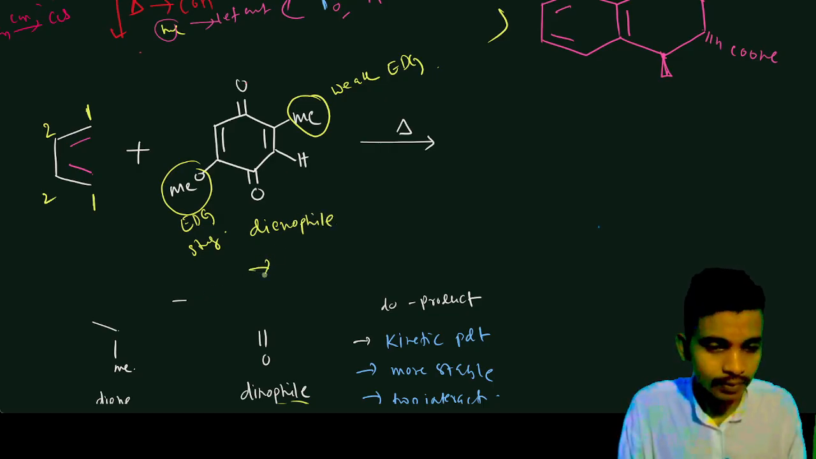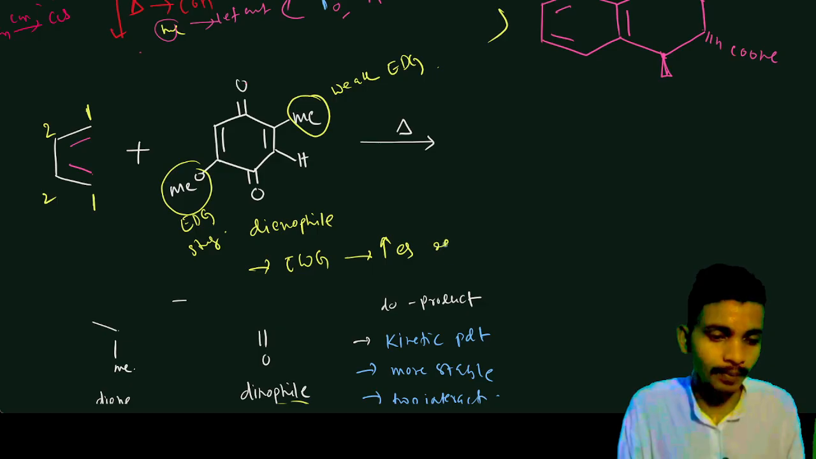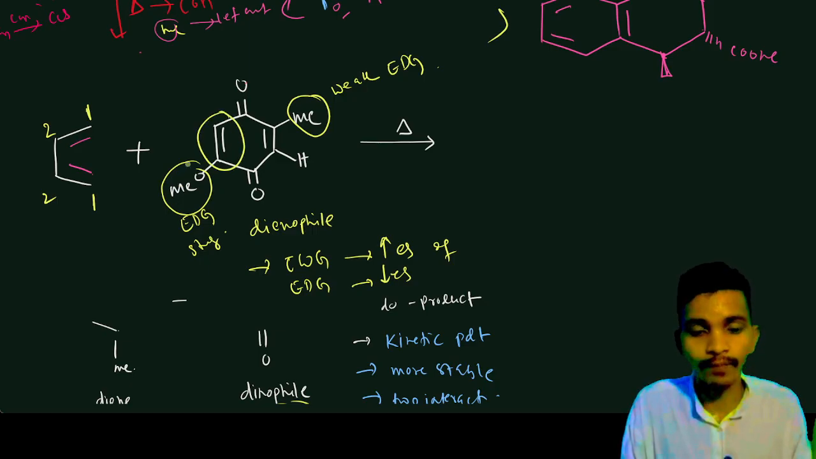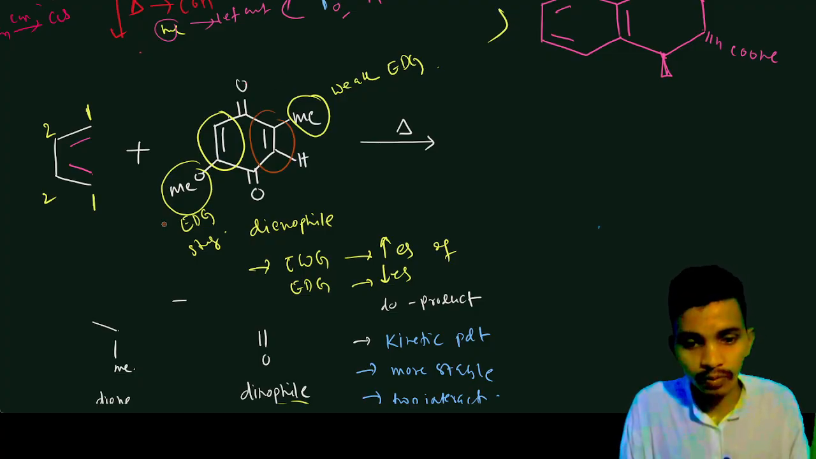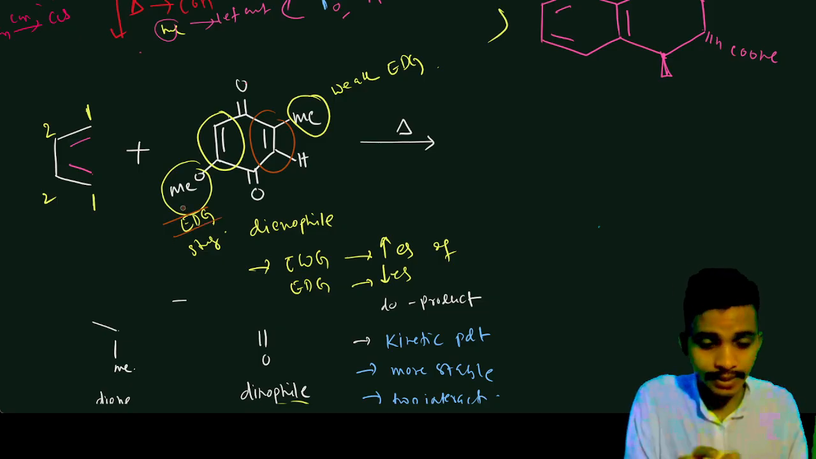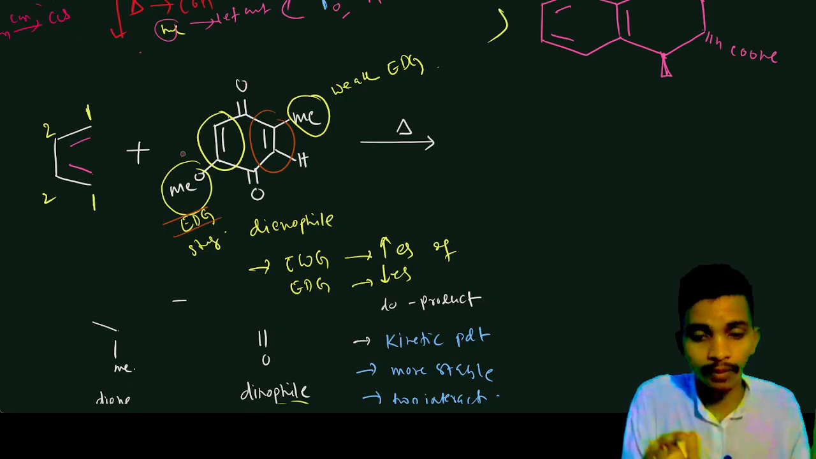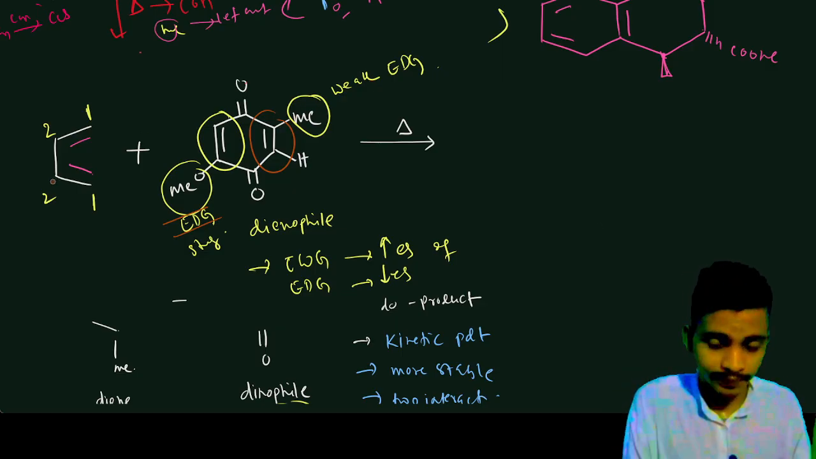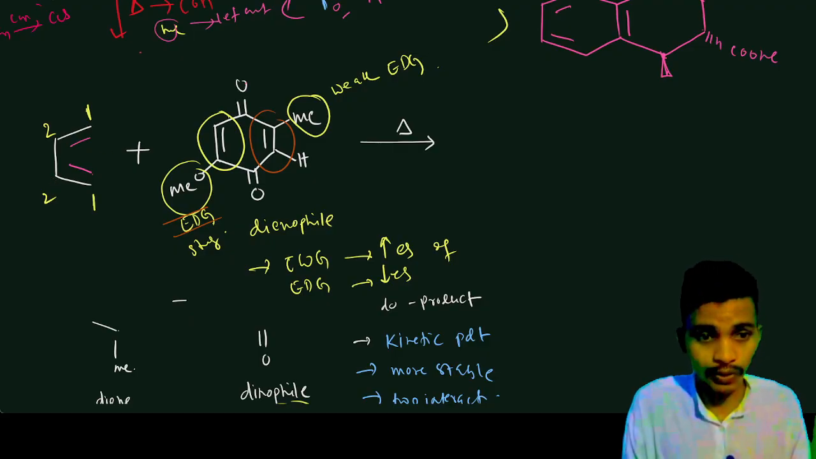For the dienophile, electron withdrawing groups increase its reactivity, but electron donating groups decrease the reactivity of the dienophile. So this dienophile will not react, and this dienophile we will consider. The reason is that here we have a strong electron donating group, which decreases the reactivity. So this double bond will not participate, and this double bond will participate, because here the electron donating group is weak. That is the main reason they give in these questions.